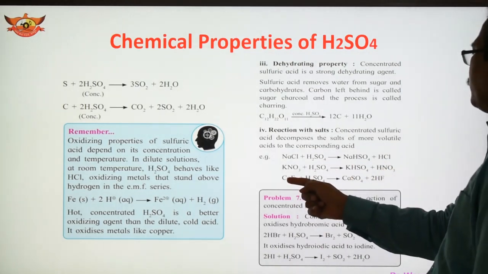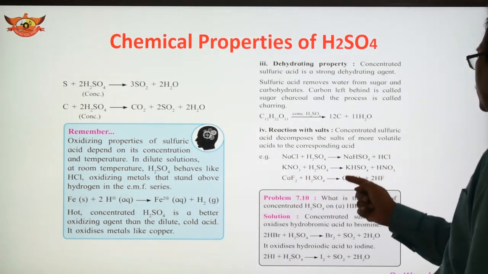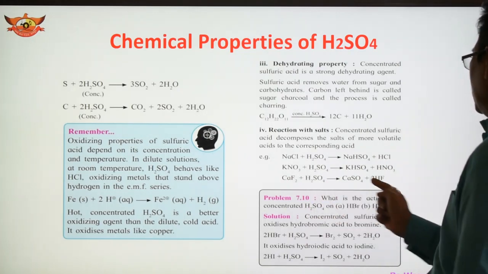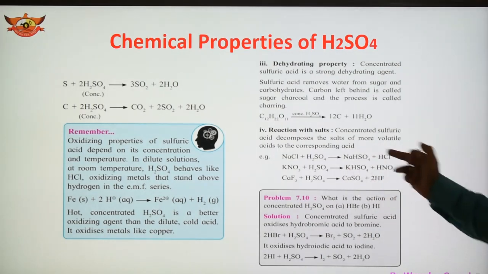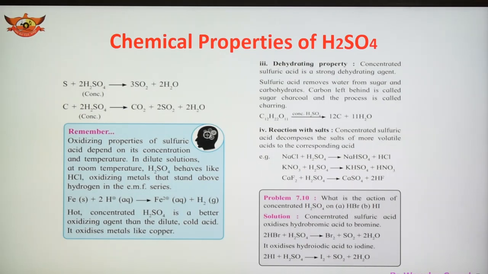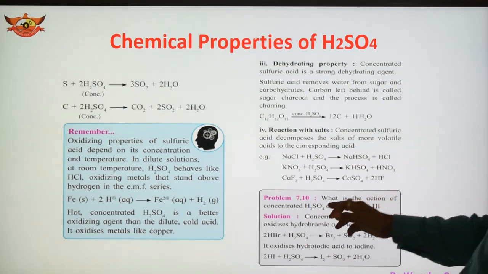In this case, CaF2, if reacted with sulfuric acid, gives CaSO4 and twice HF, so hydrofluoric acid. So the corresponding acids are formed. Whichever salt we take, it reacts with sulfuric acid, and we obtain the corresponding acids. This is important. And here is another additional reaction.